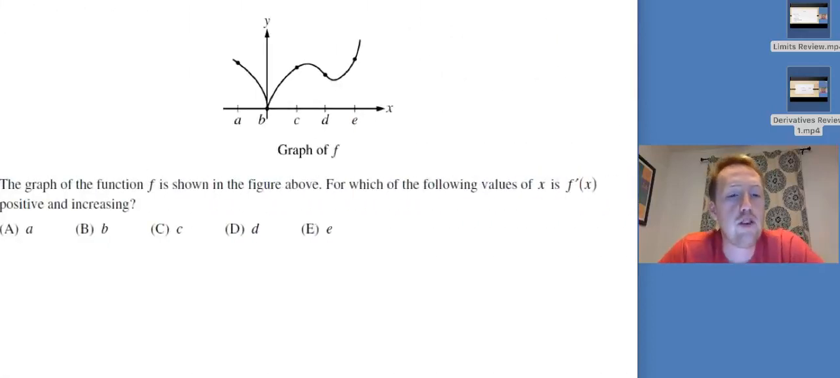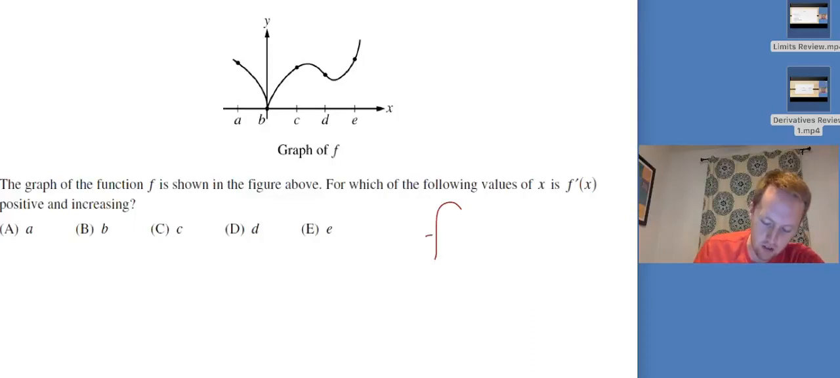The graph of function f is shown in the figure above. For which of the following values of x is f prime positive and increasing? Okay, f prime positive I can get pretty easily. I just need to find spots where it's increasing. It's the f prime increasing. That's the part that's a little weird.